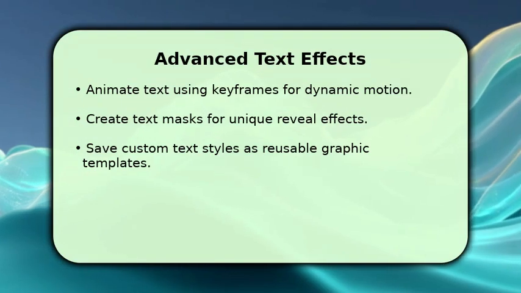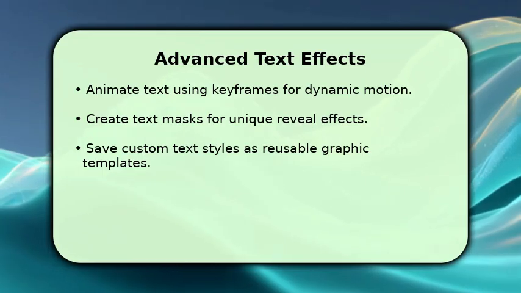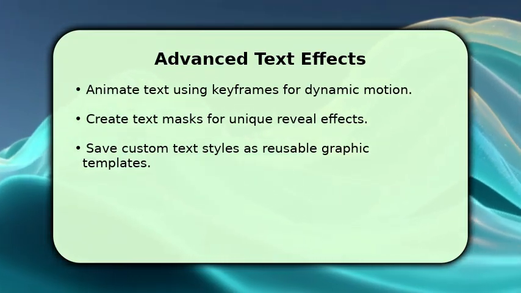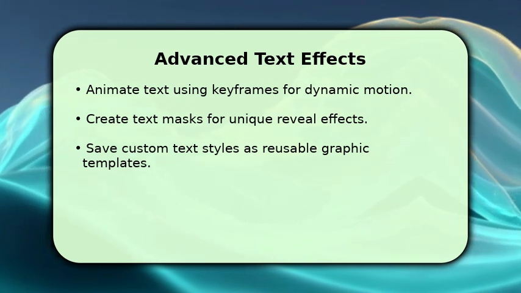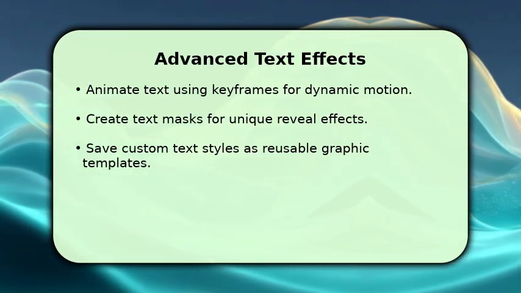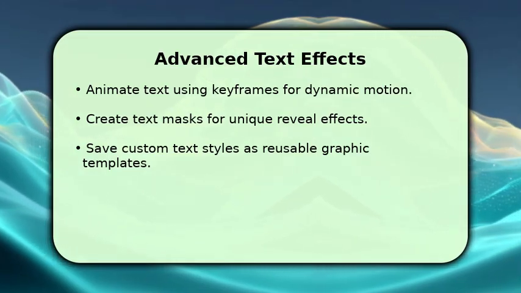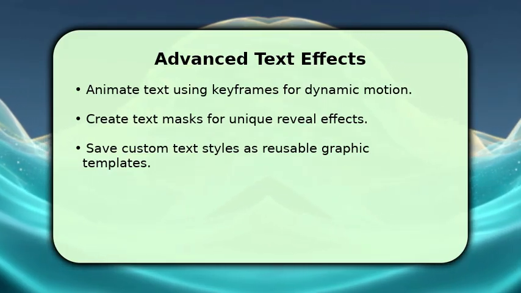To truly elevate your text, explore advanced techniques. You can animate text by setting keyframes for position, scale, or opacity in the Effect Controls panel, making it fly in or fade out smoothly. Consider using text as a mask to reveal underlying video footage, creating a visually striking effect. For efficiency, save your favorite text styles as motion graphics templates, ready for future projects.